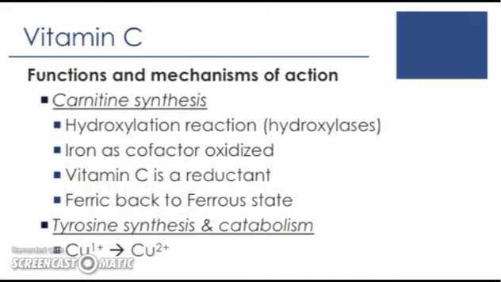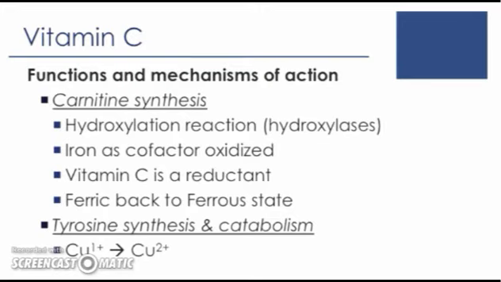We'll see a similar mechanism in tyrosine synthesis and tyrosine catabolism. However, with some of these reactions, we see iron as a cofactor. However, in other reactions, we see copper instead as a cofactor. And you can see the oxidation states for copper are a little bit different from iron. Copper in the reduced form is 1+. Copper in the oxidized form is 2+. So instead of 2+ and 3+ for the reduced and oxidized state as we see with iron, for copper it's 1+ and 2+ instead.